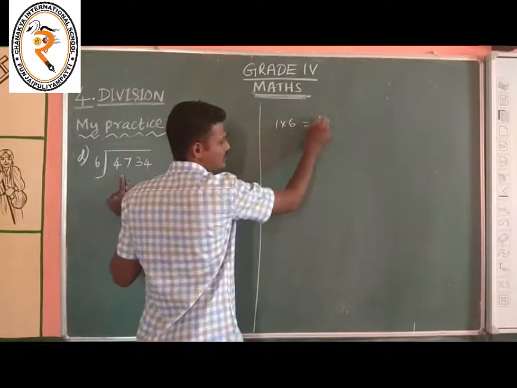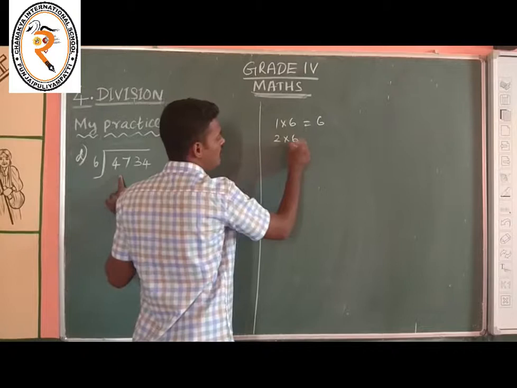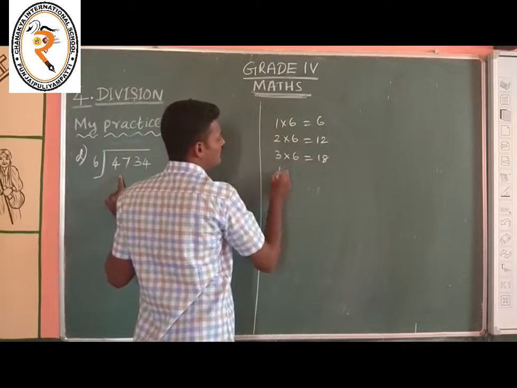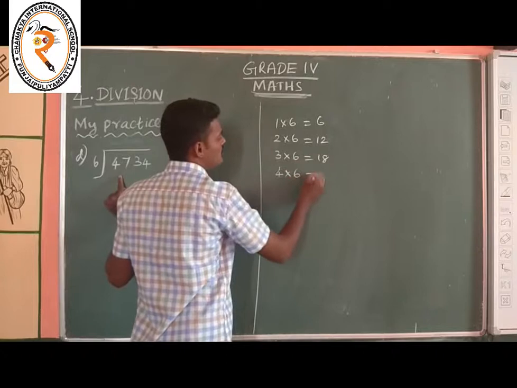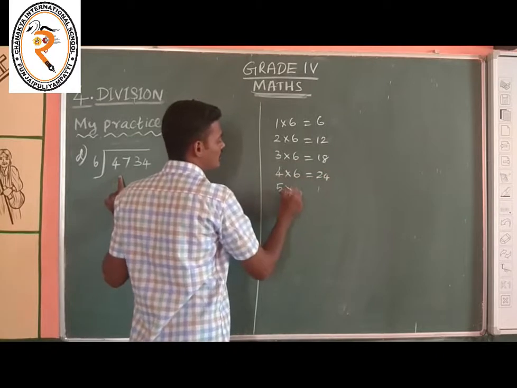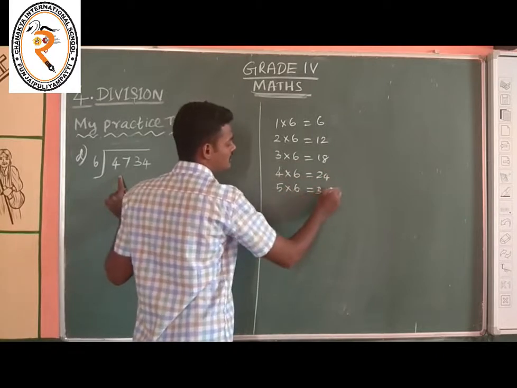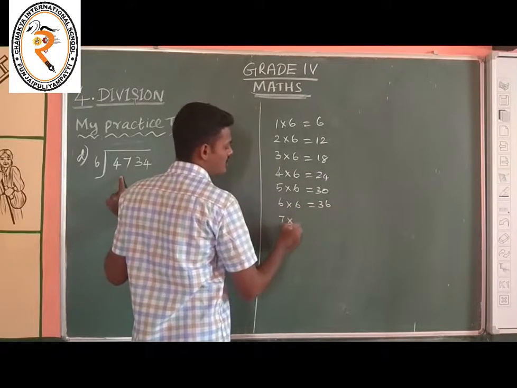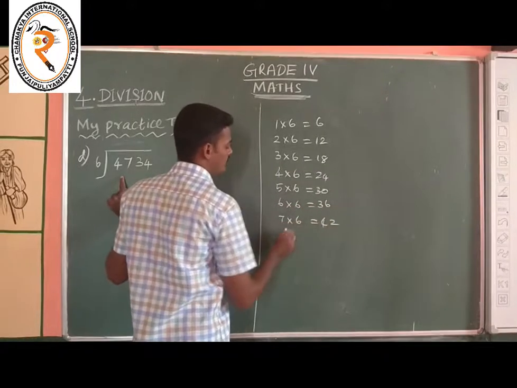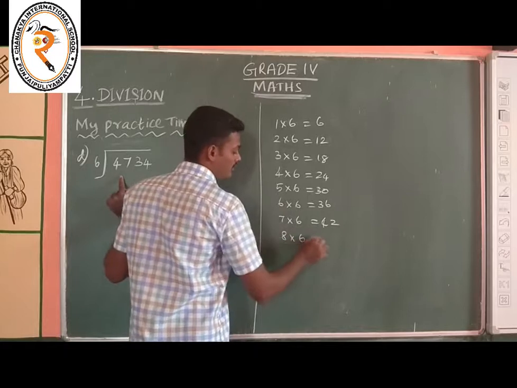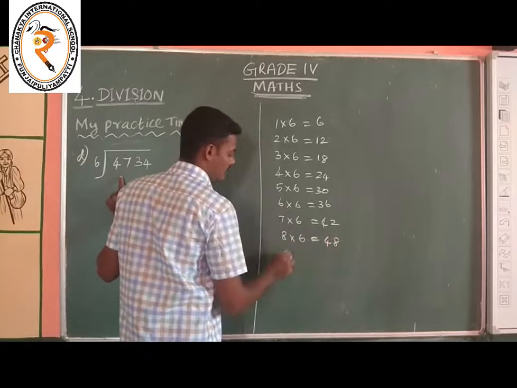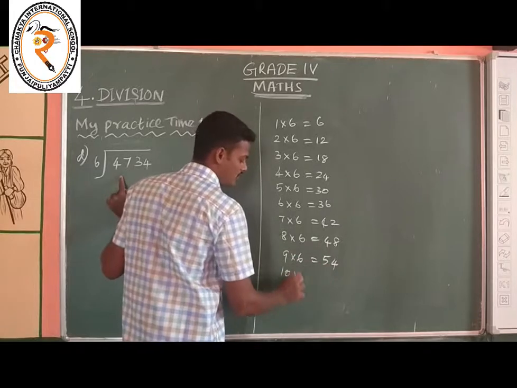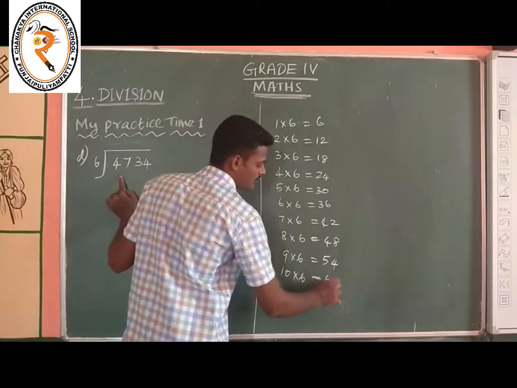1 6 are 6, 2 6 are 12, 3 6 are 18, 4 6 are 24, 5 6 are 30, 6 6 are 36, 7 6 are 42, 8 6 are 48, 9 6 are 54, and 10 6 are 60.